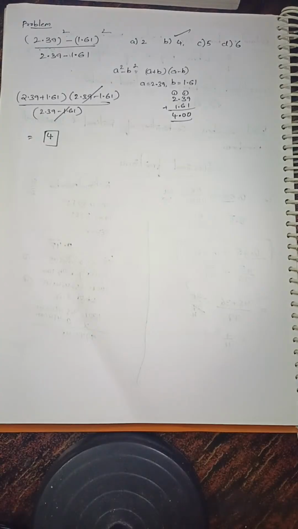a plus b, yes, a plus b whole square. That is a formula we are going to use right over here in this one.